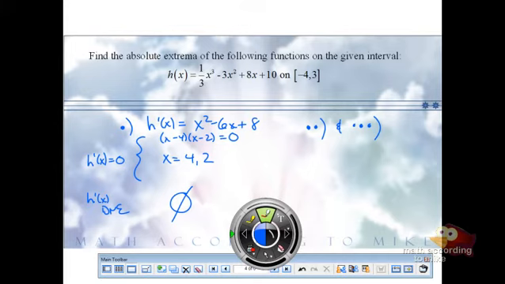Okay, what numbers do I put in the chart? -4, 2, and 3. Why don't we put +4? Yep, it's bigger than 3. So even though 4 was a critical number, it's not in our restriction from -4 to +3. Because 2 was a critical number. Put -4, +2, and +3 into your calculator.